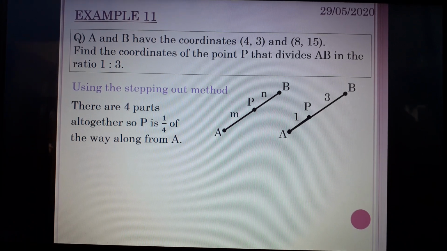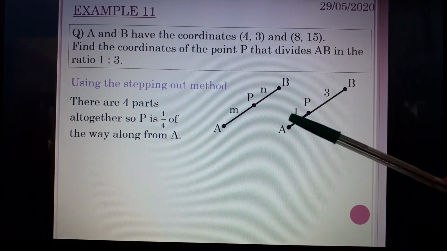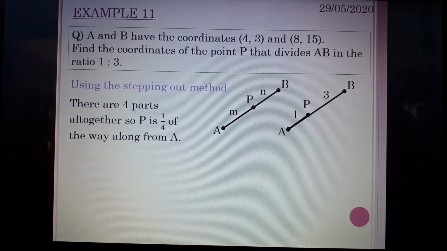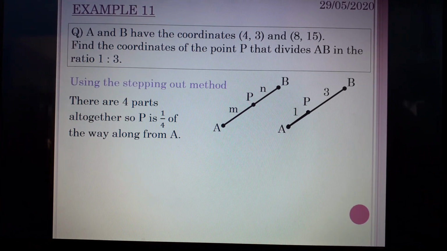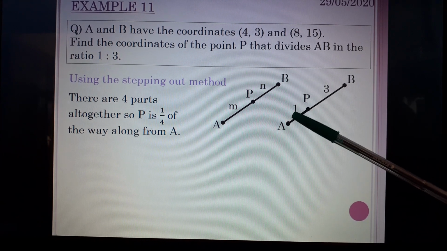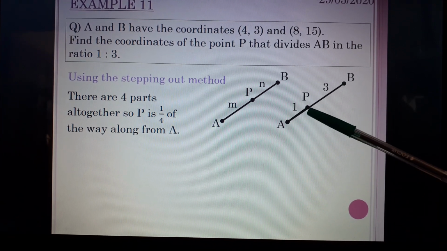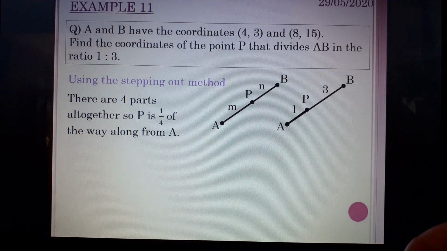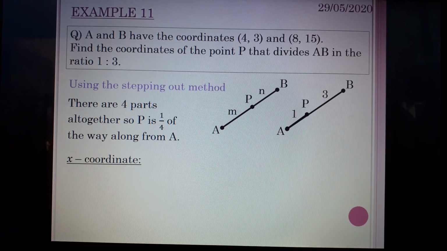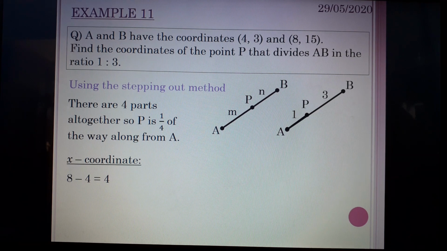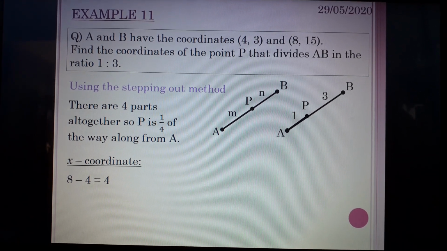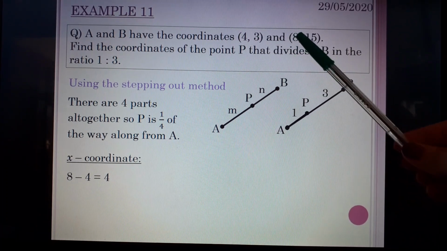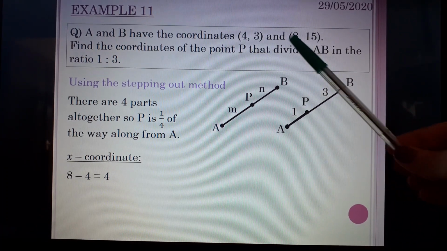Okay, so looking at this, the diagram again helps you to see that we've got one part here and 3 parts here, so we've got 4 sections altogether. Now that means that point P is actually 1/4 of the way along. If these are all split into 4 parts, that's 1/4 of the way along from A to B. To find the x point, you look at the difference between your two x numbers from 4 to 8. So there's a gap of 4 there. 8 take away 4 is 4.